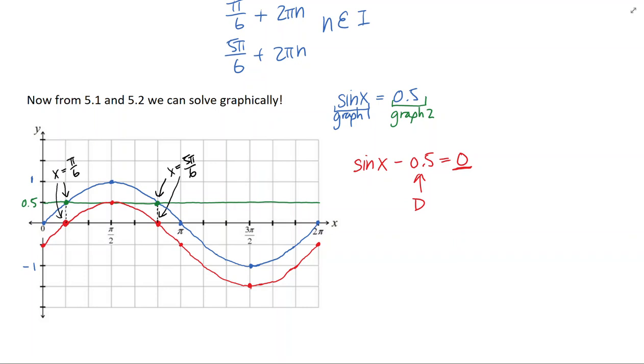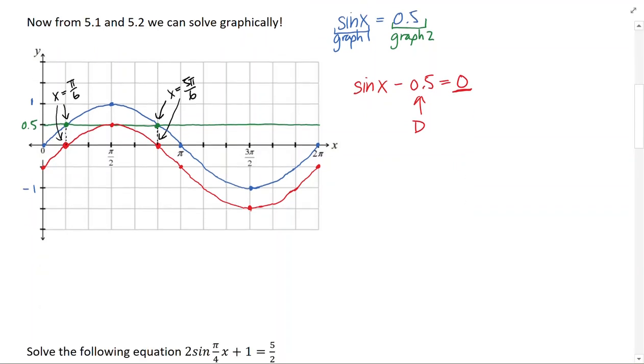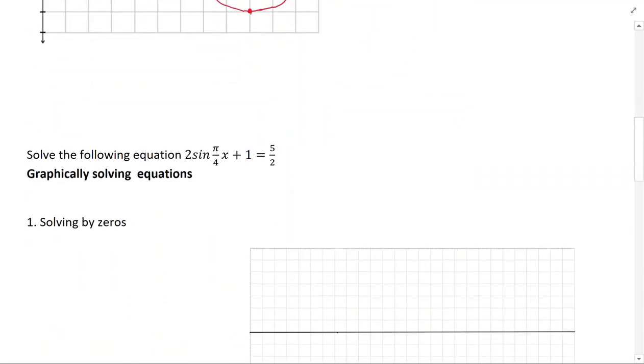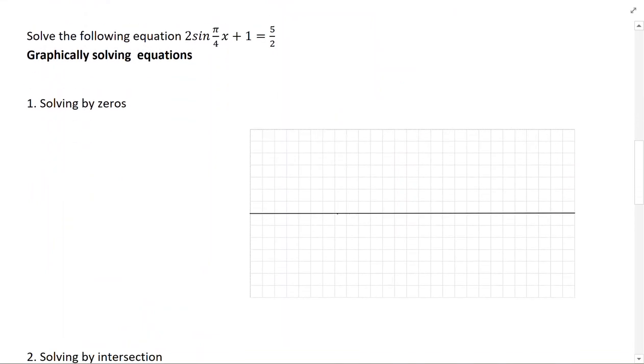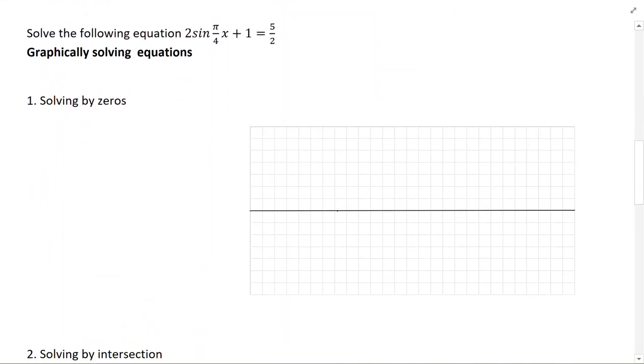So let's move on to a more complex equation with more things going on. Okay, so we're going to be looking at this equation here: 2 sine pi over 4x plus 1 equals 5 over 2. So first we're going to solve graphically. We're going to look at 2 ways to solve it graphically first. So first is a way called solving by zeros.